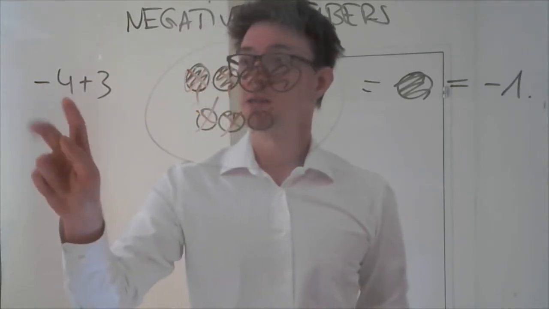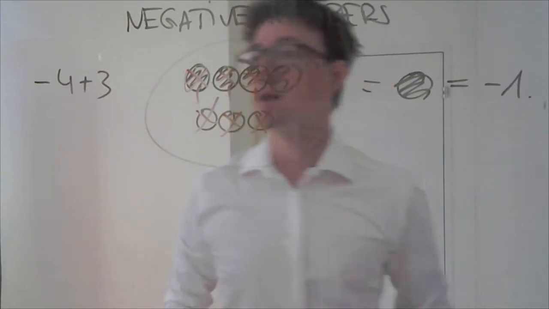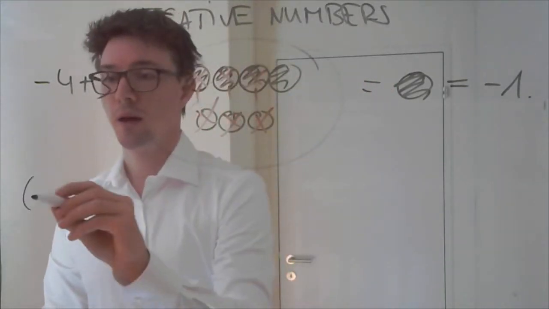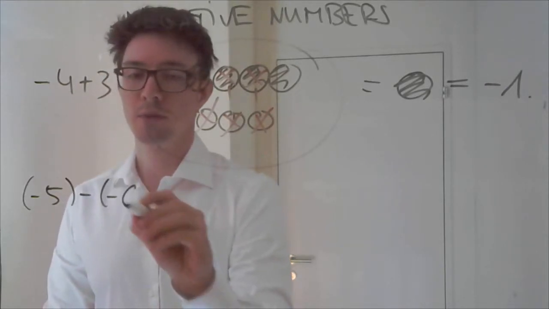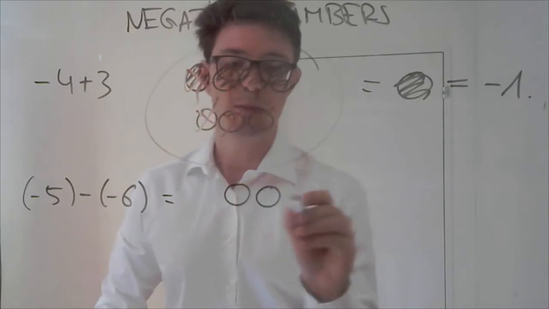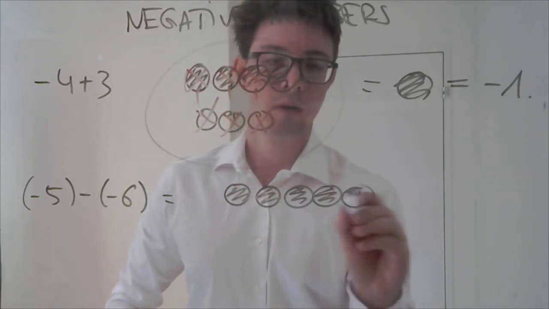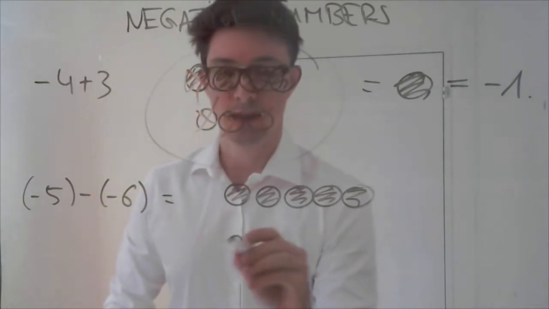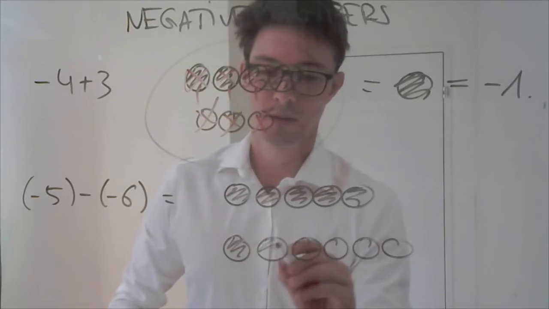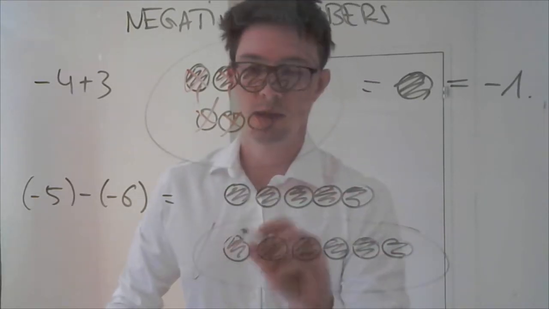Or in a broader context, take away 4, add 3 is the same as taking away 1, whatever number we put in front of here. And can we subtract negative numbers? For example, in this combination, what is this? This is 5 antidots. And then we take away 6 antidots. So 6 antidots which get taken away.